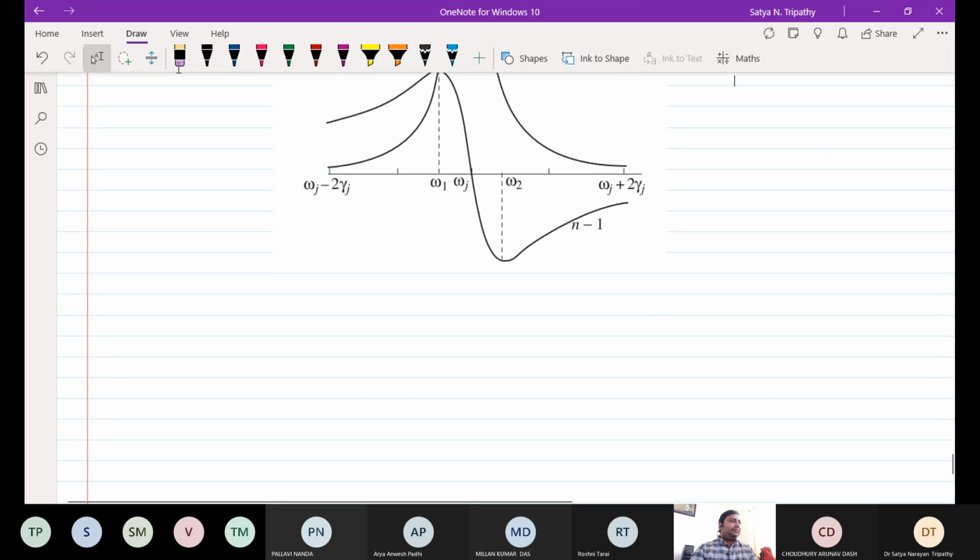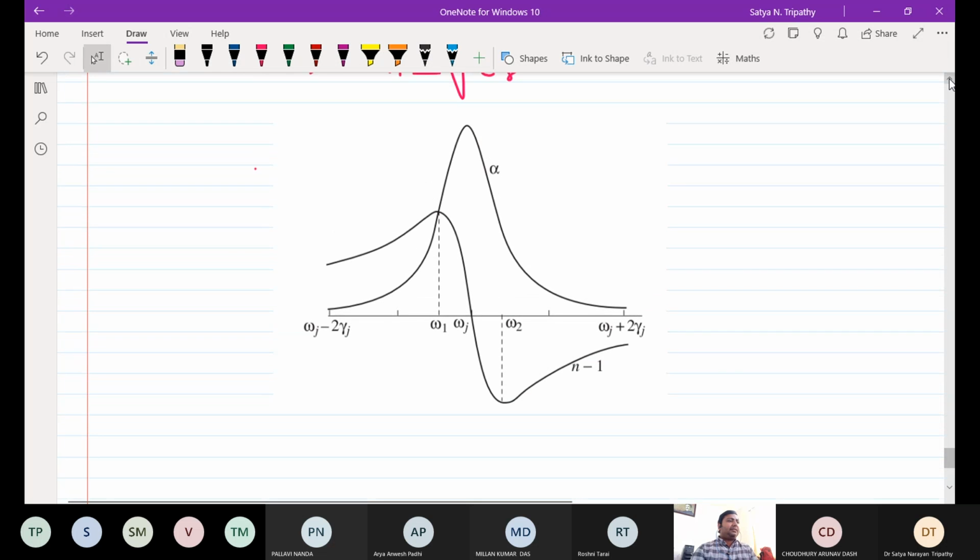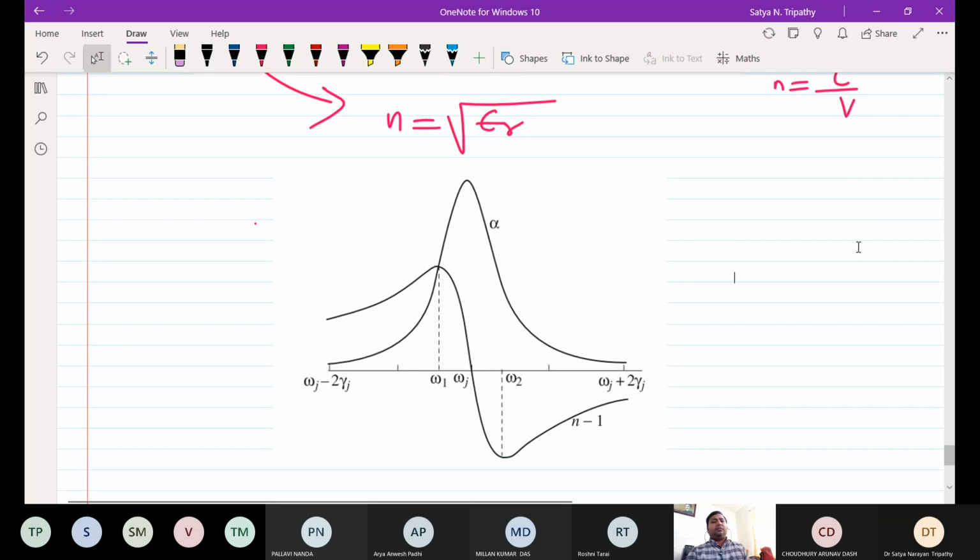Have you seen this graph? Where have you seen this kind of graph? Sir, don't know. Actually, this is basically the concept of resonance.